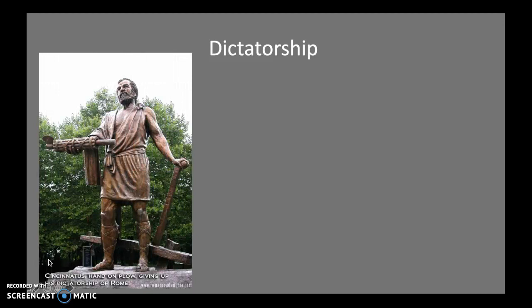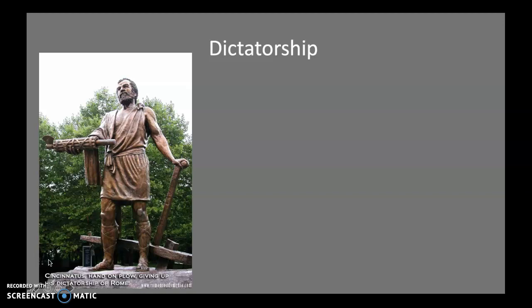Here's the statue of Cincinnatus, working the fields, farming the fields. They come to him about a crisis. Cincinnatus lays down the plow. He picks up the sword, in this case the bundle of rods and the axe, which is a symbol of power, and goes to deal with the crisis. And when the crisis is over, he lays down the bundle of rods and sword, and goes back to the plow. That's how it's supposed to work. That's not always how it worked.